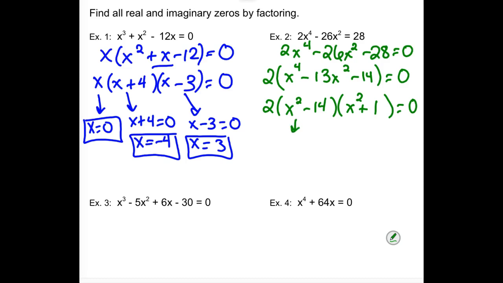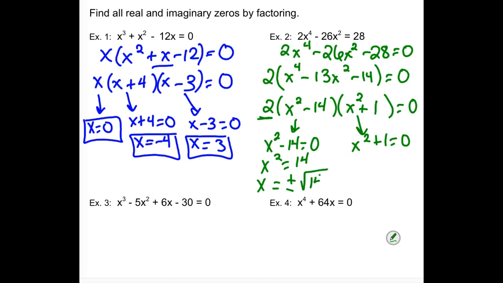So I'm going to look at when does x squared minus 14 give me a 0, and when does x squared plus 1 give me a 0. Notice that this 2 in front doesn't have an x, it's just a plain constant 2, so we don't have to worry about an x value there that would be a 0. I'm going to add the 14 to the other side, and then I need to square root to solve that. So I end up with x being positive and negative square root of 14.